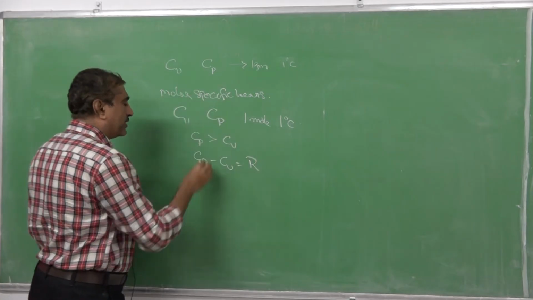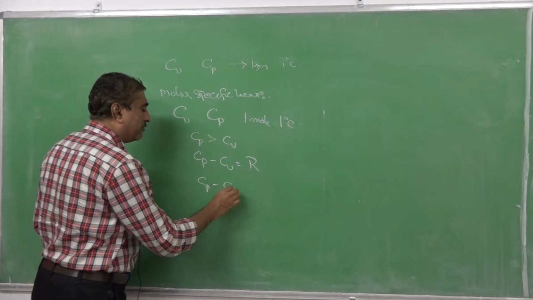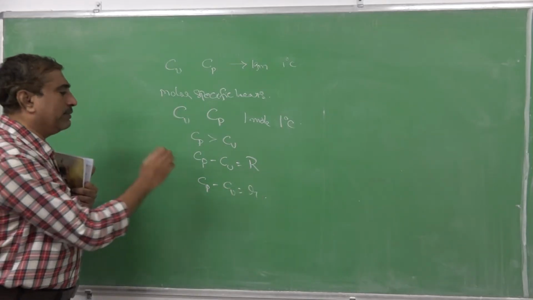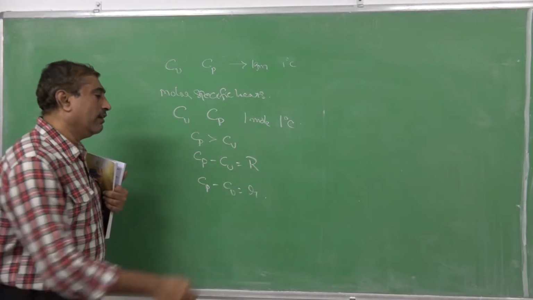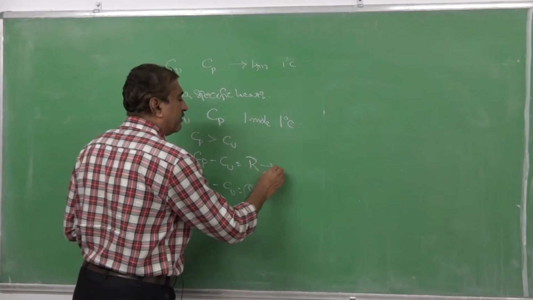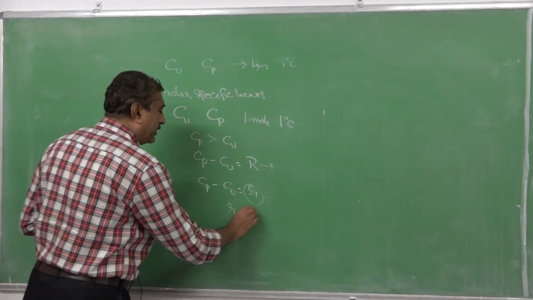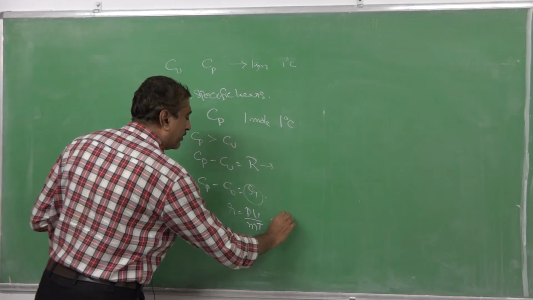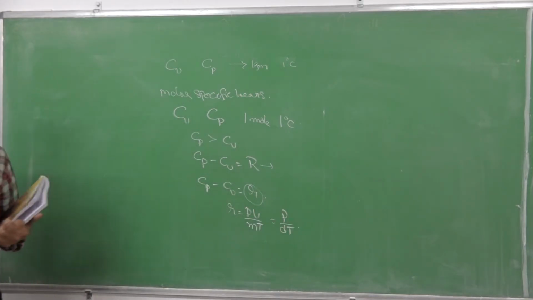Whereas for these specific heats, Cp minus Cv is equal to small r. Okay, capital R is the universal gas constant, small r is the specific gas constant. Okay, and this value is equal to PV by MT, or otherwise we can write density into T.